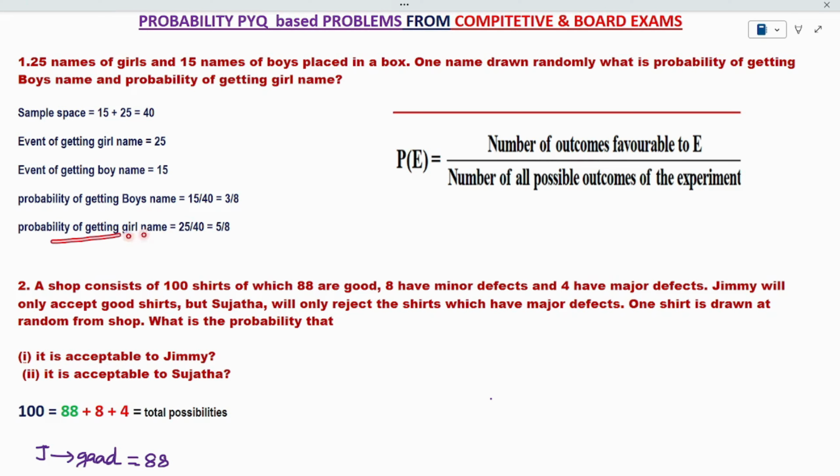In the same manner, the probability of getting a girl's name is the event of girls by the sample space. We know the event of girls is 25, the sample space is 40. So 5 5s are 25, 5 8s are 40. I'll get 5 by 8. In this manner, we have to solve probability problems. Always remember that the probability of any event equals the favorable outcome by total possible outcomes.